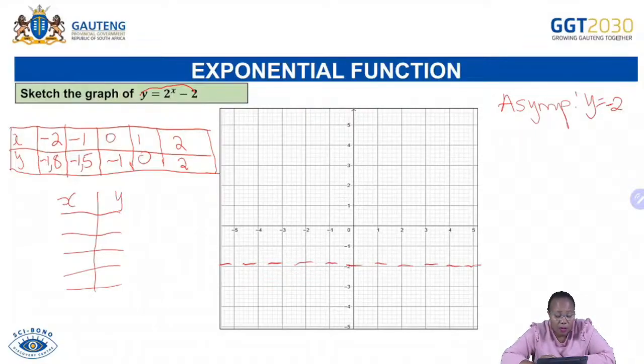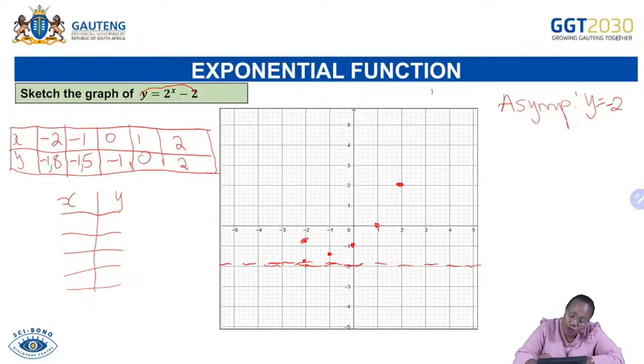Okay, and then now let's plot the coordinates. Negative 2 coordinates with negative 1,8. Very close to negative 1 there. And then negative 1, or negative 1,8, not 0,8, 1,8. It is somewhere there. Remember, this asymptote is on top of that line, grade 12. And then negative 1 coordinating with negative 1,5. And then 0 and negative 1, 1 and 0, and then 2 and 2 there. And then now you can join your dots and have your graph.